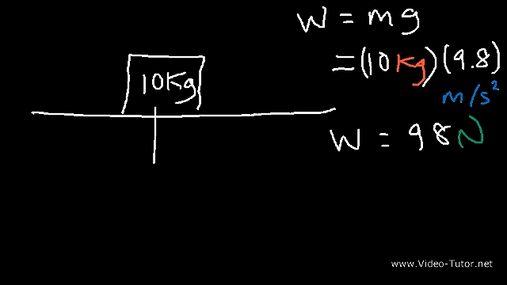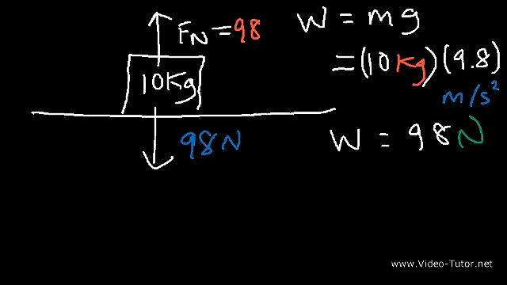Gravity exerts a downward weight force on any object. Now, the block is not accelerating downward, it's at rest. So there must be some other force that keeps it at rest. The force that the ground exerts on the box is known as the normal force. It has to balance the weight force in order to keep the block where it is. And so the normal force is also 98 newtons. As you can see, these are balanced forces. The net force on this box is equal to 0, and so it remains at rest.